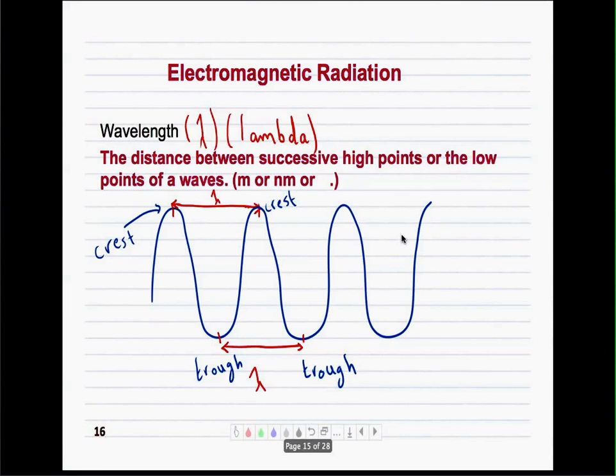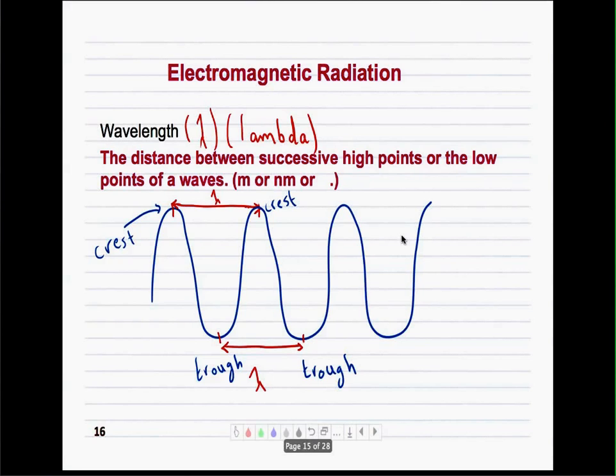Since it is a distance, sometimes we represent it in meters, centimeters, or nanometers. It's a metric measurement. You would see it in more than one unit, but all of them metric.